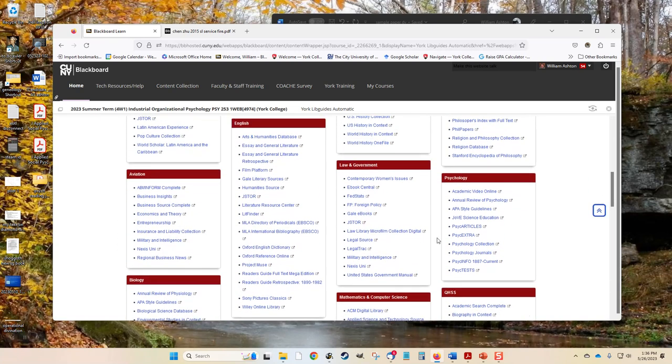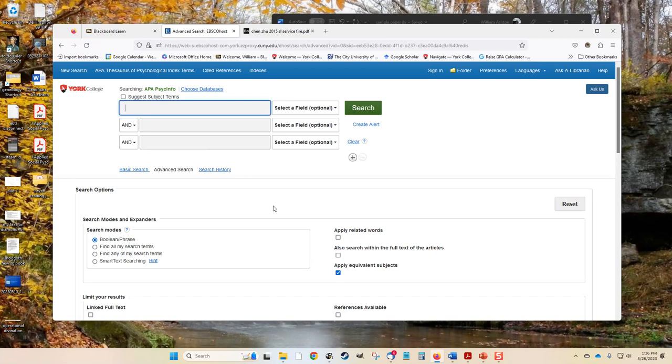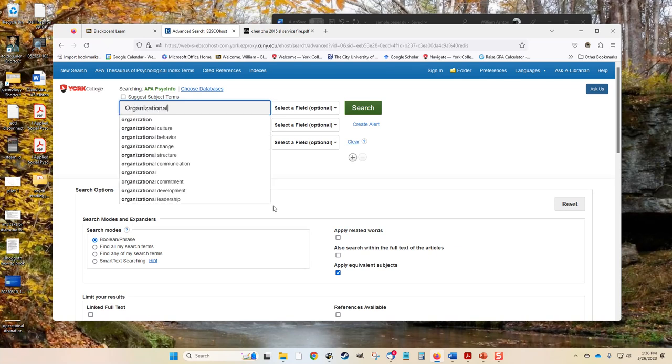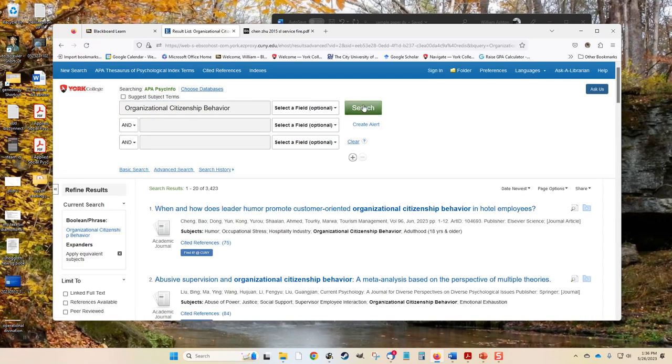And hopefully you should know we're looking for PsycINFO. I should have read that warning. And so let's take a look for organizational citizenship behavior. When and how does leader humor promote customer-oriented organizational citizenship behavior in hotel employees? Boy, that sounds really interesting. Find it at CUNY.